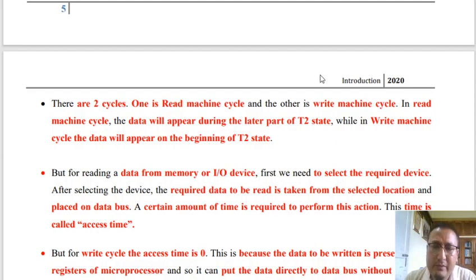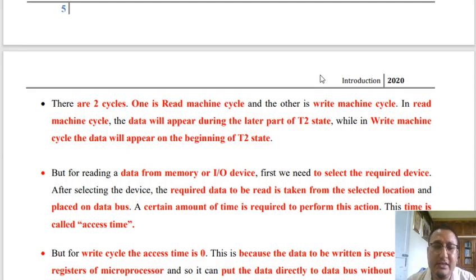Likewise, whenever you're performing a write machine cycle, writing data into memory or IO, the data is already available in the register. So simply, you need to place it onto the data line. Here, we do not require any access time. That is the reason why in the write machine cycle, the data will appear at the beginning of the T2 state. This is one of the major distinctions between the read machine cycle and the write machine cycle.